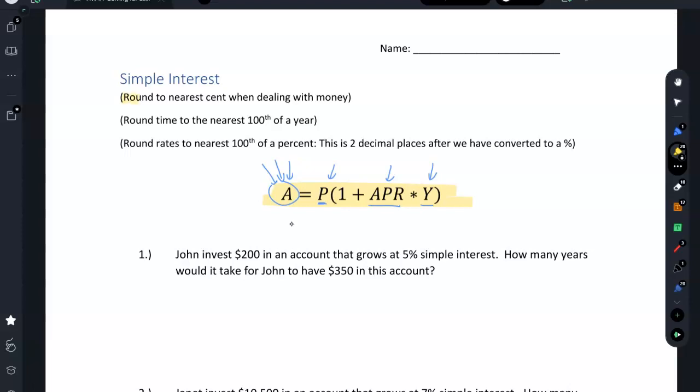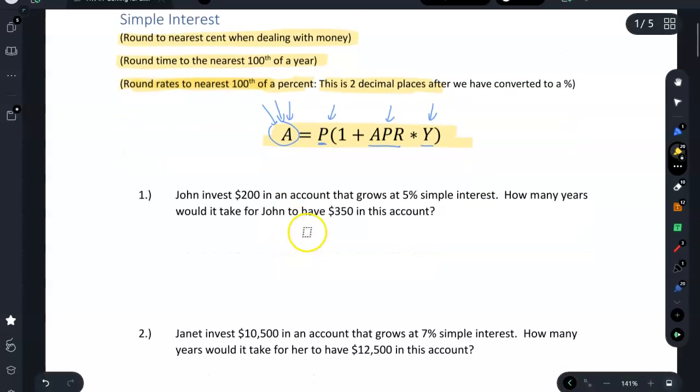But I'm going to go ahead and lay out how I want these to be rounded throughout the assignment. So we're going to round dollars to the nearest cent. We're going to round our years to the nearest 100th, so that means two decimal places. And this one's a little bit tricky. We want to round rates to the nearest 100th of a percent. So what that means is we need to turn it into a percent first and then round it to two decimal places. So anytime we're looking for the APR, let's turn that into a percent first and then round it to two decimal places once we've turned it into a percent. So let's go ahead and get into it. I think it'll make a little bit more sense once we go.